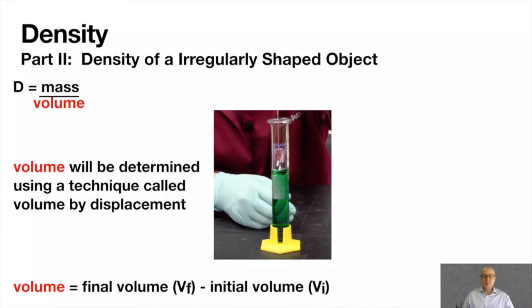And then you're going to submerge the object whose density you're interested in, whose volume you need to know. You submerge it, and of course, as you submerge this object, the water level increases. Why? Because the object is displacing the water. The water in this case is dyed green so you can see it, but you don't have to dye it green. Now, VI is the initial volume. VF is the final volume, the volume that you get once the object is submerged.